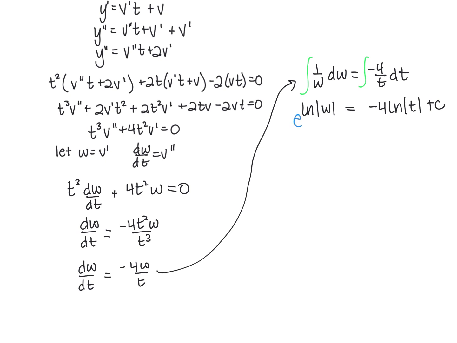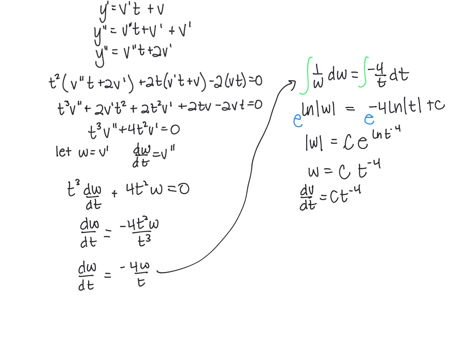I'm going to exponentiate that. So I get the absolute value of W equals, I'm going to cheat just a little bit. Are we okay with that? So I get c e to the natural log of t to the negative 4, which means W equals some constant times t to the negative 4. Which means dv/dt equals c t to the negative 4.